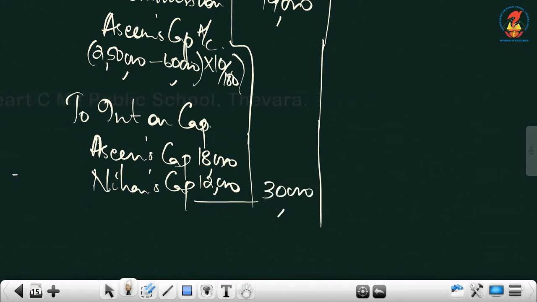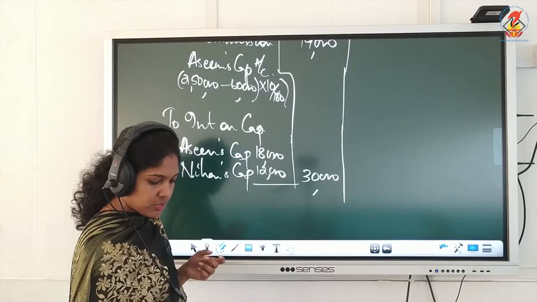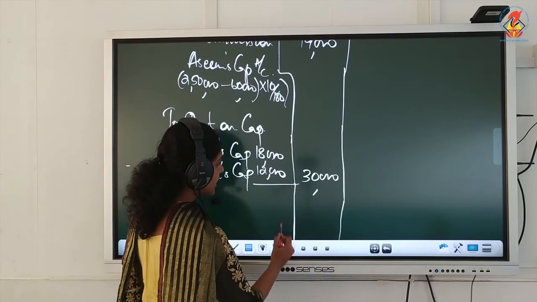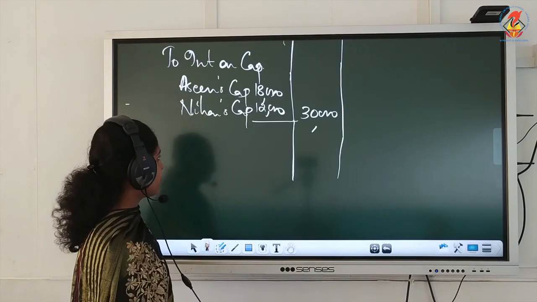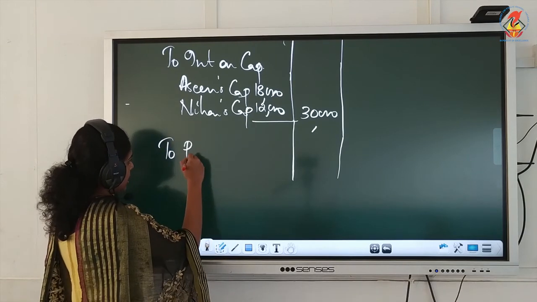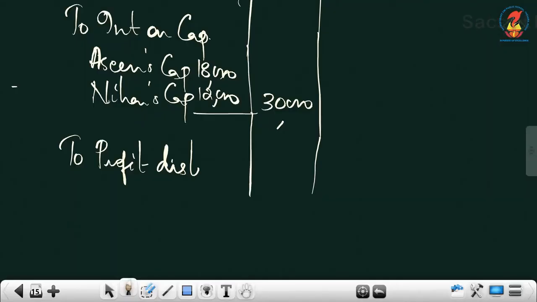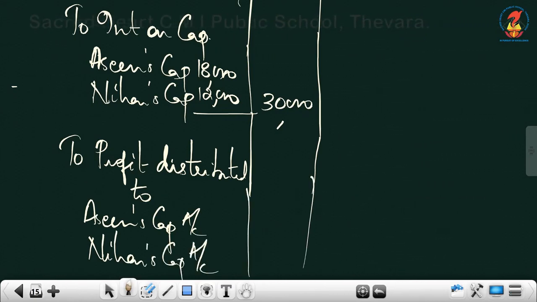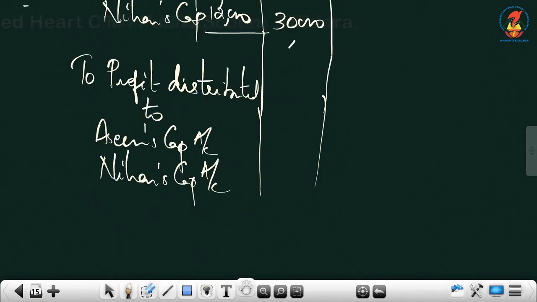Do we have anything else like transfer to reserve? No, we are not transferring to reserve. Only these are the items given. You have to compute the balancing figure, and the balancing figure will be transferred to the partners' capital accounts in the given ratio. Profit distributed to, again you write their names; don't simply write Asim, it is Asim's capital account and Nihar's capital account.